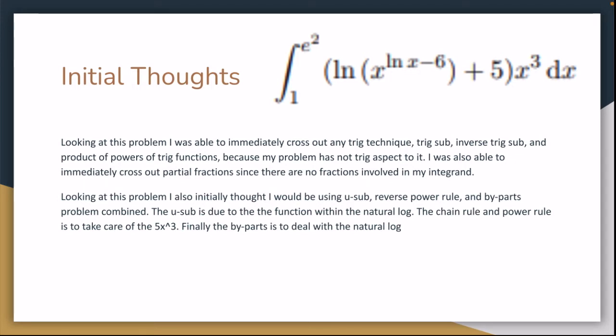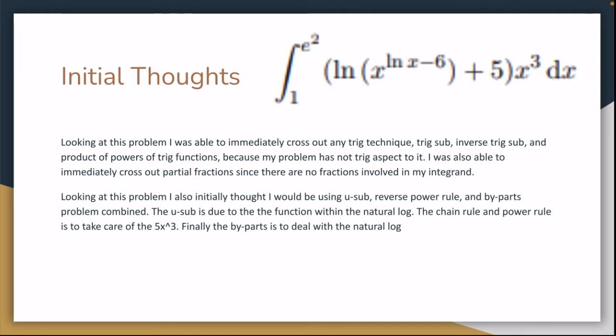Next, I identified that I would be using u sub in the form of reverse power rule and integration by parts combined in this one integral. The u sub I thought I would need was for the natural log of x minus 6. I was wrong about that, as I would later find out, but I did still use it for 5x cubed because that would require reverse chain rule to solve.